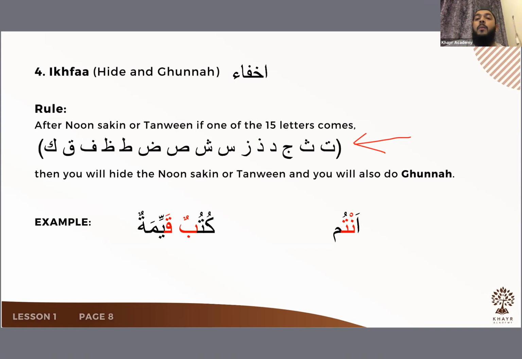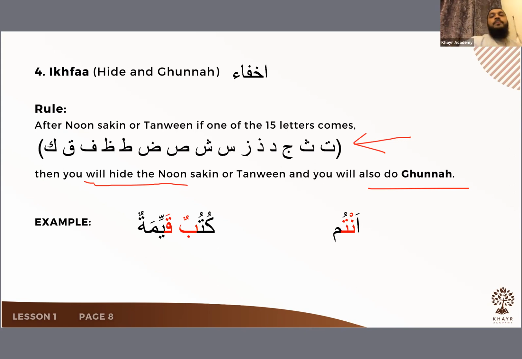What is Ikhfa? Ikhfa is when, after Nun Sakin or Tanween, one of these 15 letters comes. We have to do two things: we have to hide the Nun Sakin, and then we have to do Ghunna. So how do you hide it? I'll tell you, inshallah.